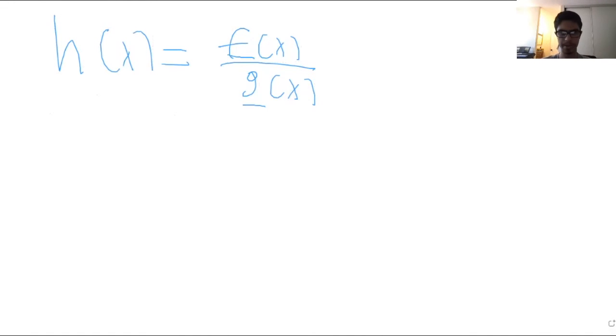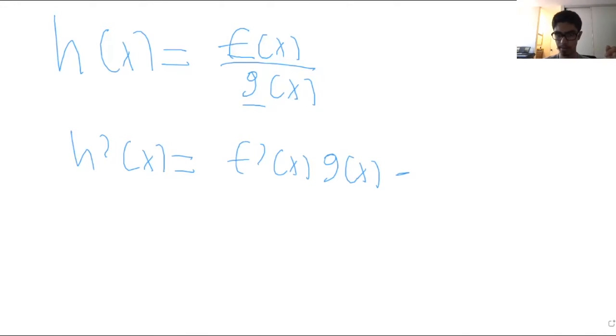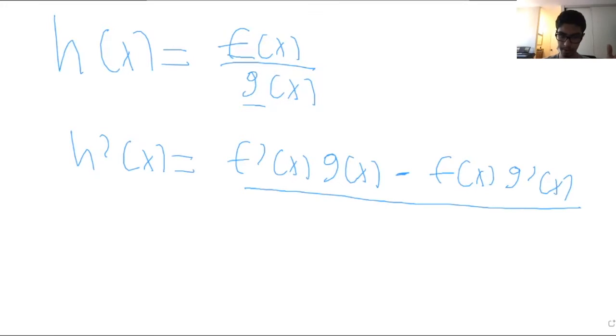Now, let me show you guys what the formula of the quotient rule is. So if we were going to take the derivative, h prime of x, what you would do is f prime of x times g of x. And then instead of the addition sign in the product rule, you have a subtraction sign, minus regular f of x times g prime of x. And then all of this divided by g of x, your bottom function.